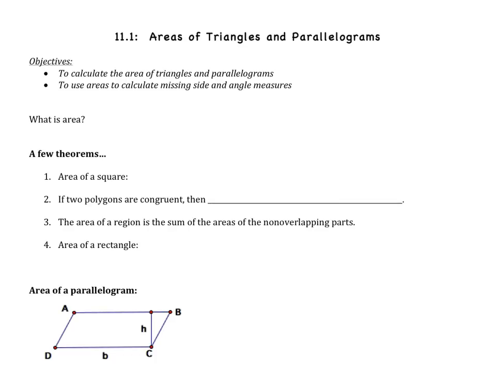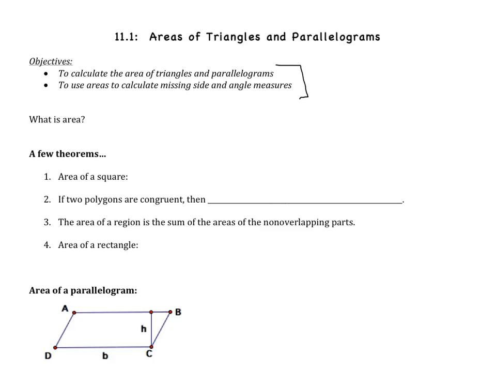Welcome to the first video of Chapter 11, which is areas of triangles and parallelograms. Chapter 11 is all about area, so every section is going to be learning a new area formula. A lot of these you've learned before, a lot of them are also going to be new. There's two objectives today. As you can guess, we're going to calculate the area of triangles and parallelograms. We are also going to use areas to calculate missing side and angle measures.